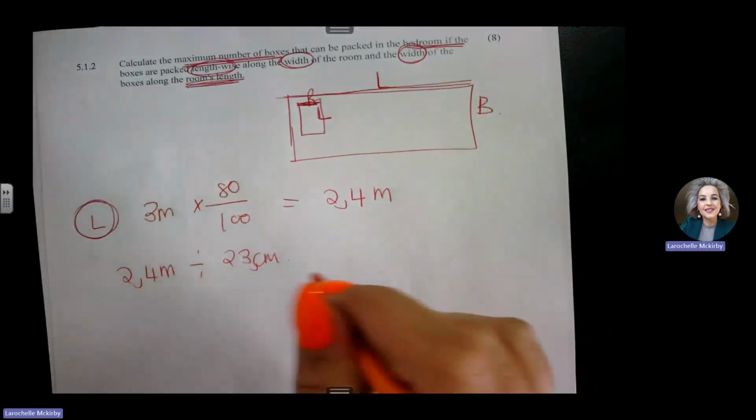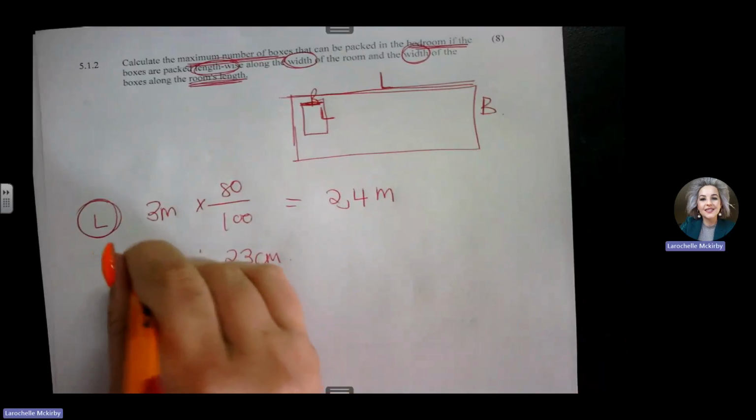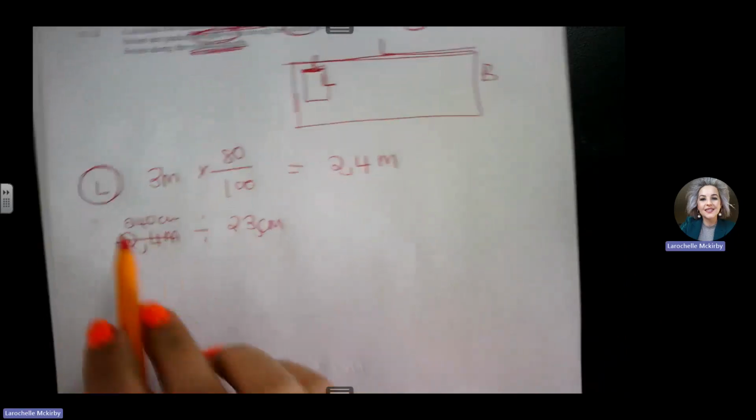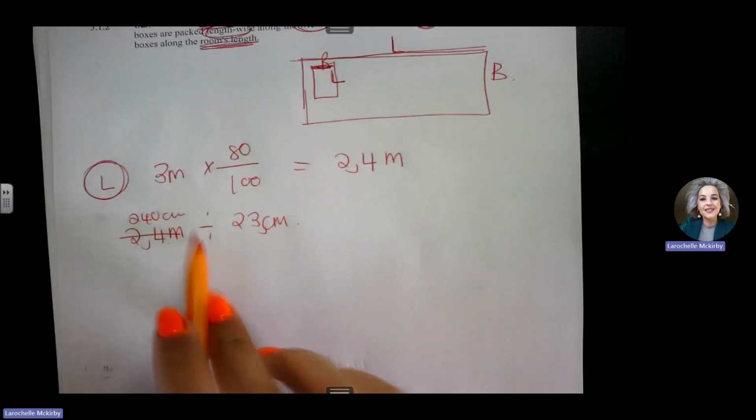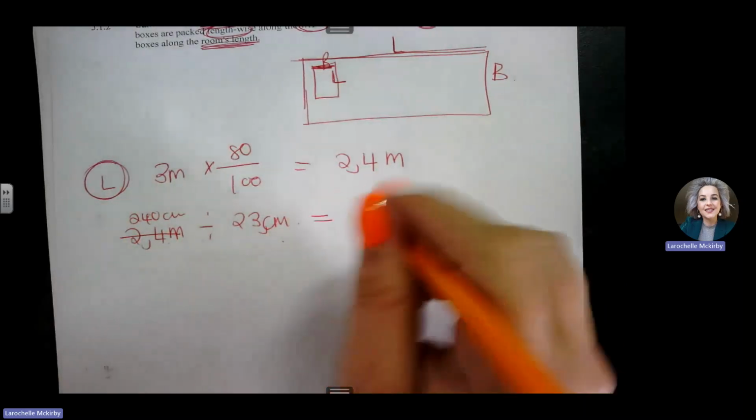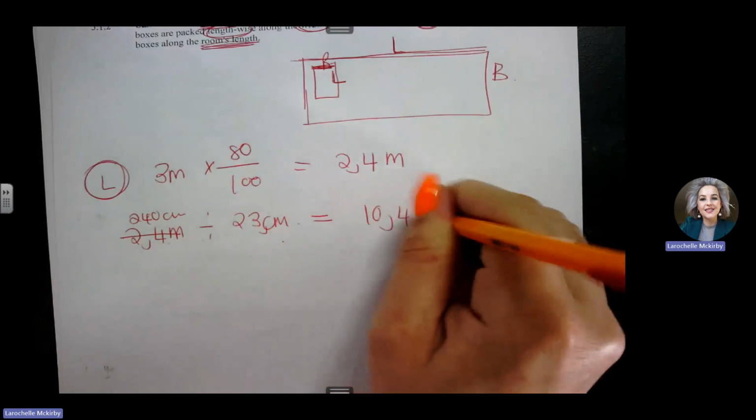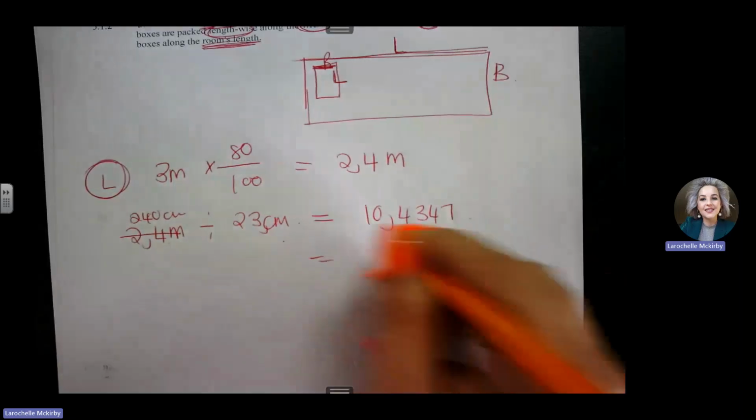So again, my unit is not the same. I will make this 240 centimeters. 240 centimeters divided by 23 centimeters. That gets me to 10,4347. My answer, 10 boxes.